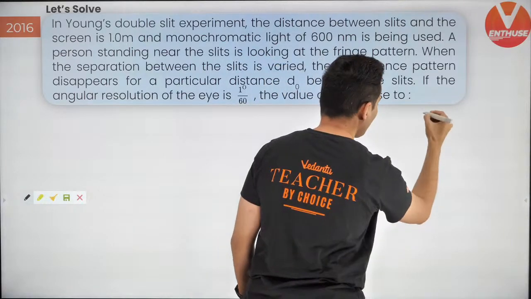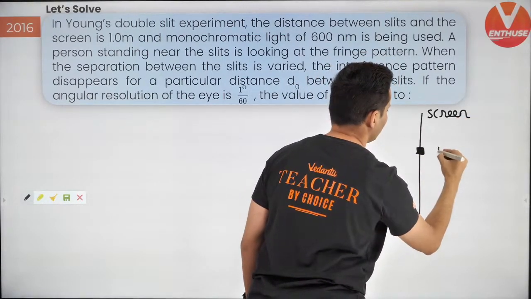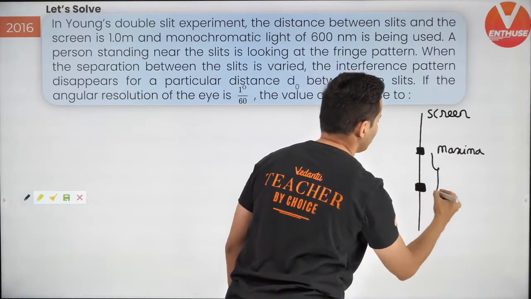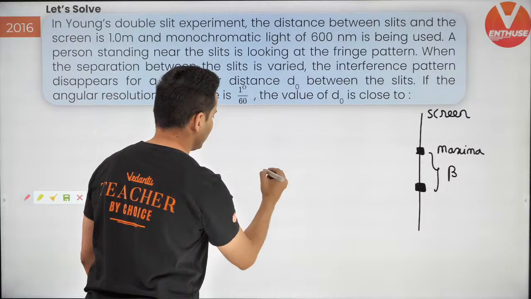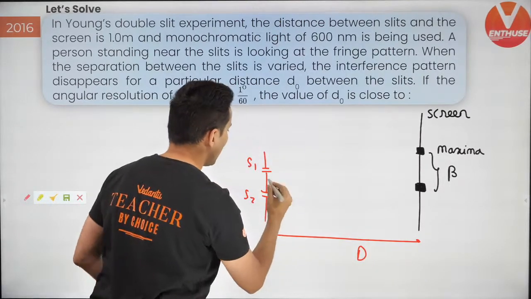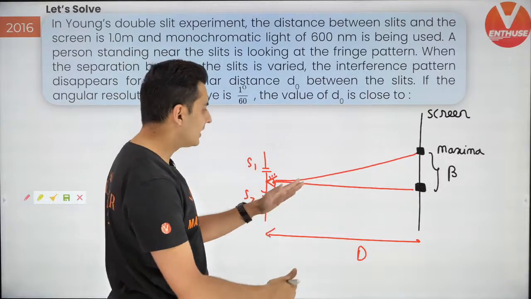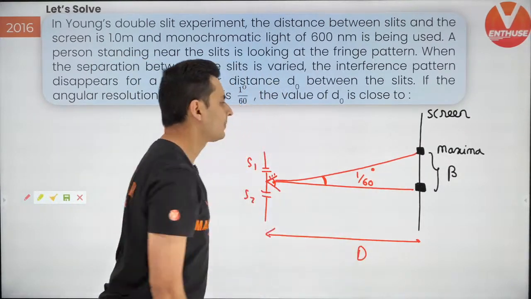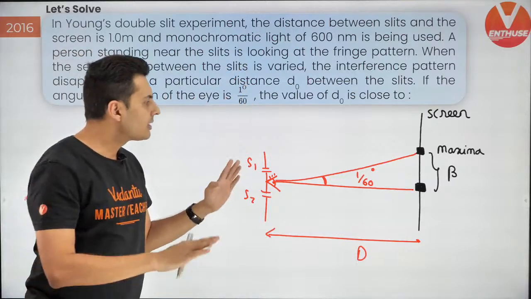See, think about it. If this is our screen, and there is a fringe here, a maxima here, and there is another maxima here, then this distance is basically the fringe width, beta. Now think about it. This is where the slits are, do not forget, S1 and S2, and this distance is D. A person's eye is over here, and he is not able to distinguish between these 2 fringes. That means the angle between them, what is the angle between them, guys? Exactly this one. So this is 1 divided by 60 degrees. So that angle is 1 divided by 60 degrees, and that's why he is not able to distinguish them. Is that clear? Now things are very simple.